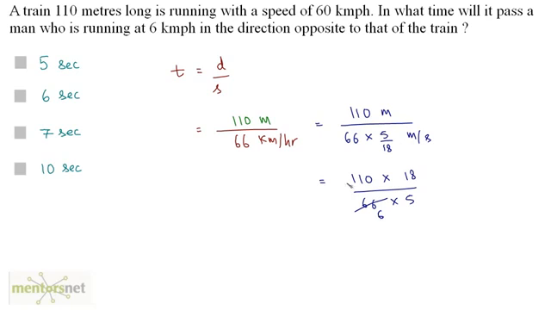11 6s are 66, 11 10s are 110, and then you have 5 times 2 is 10, and 6 times 3 is 18. So 2 times 3, and that is 6 seconds. So this is the time taken. Option B is the correct answer.